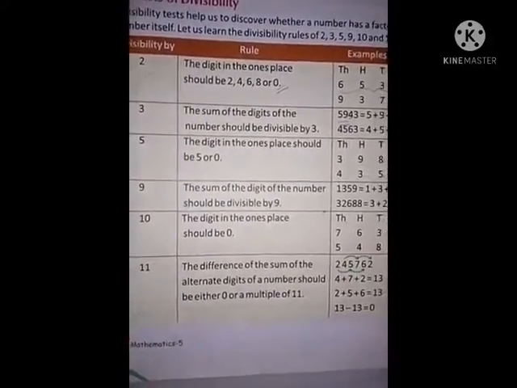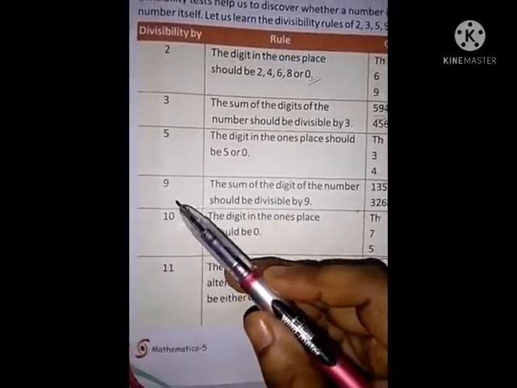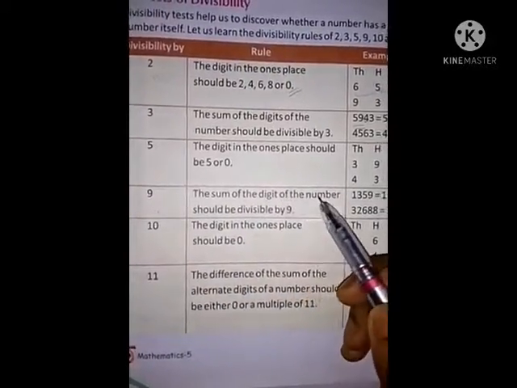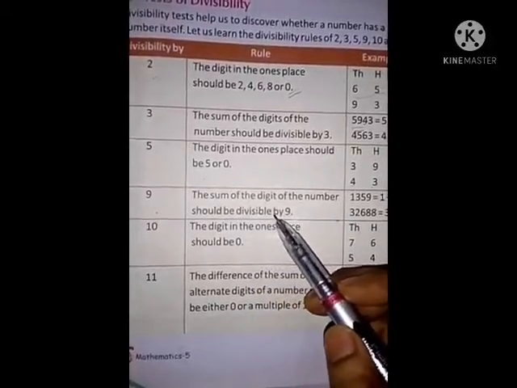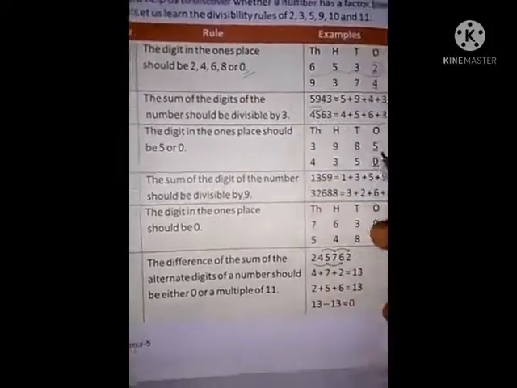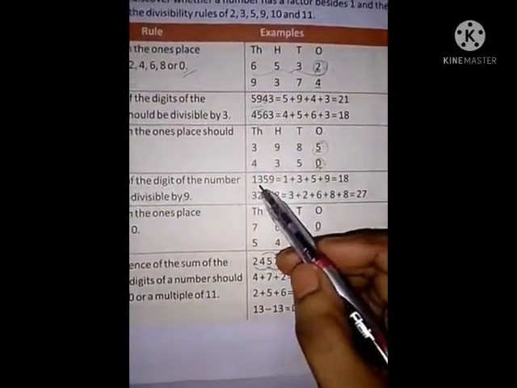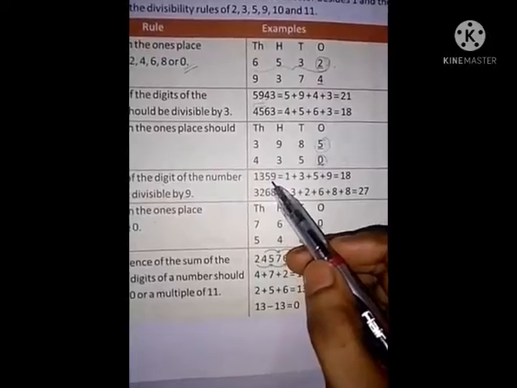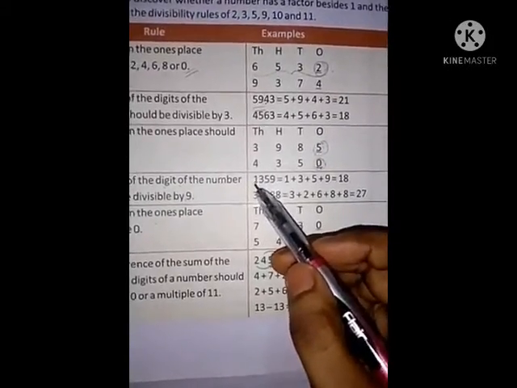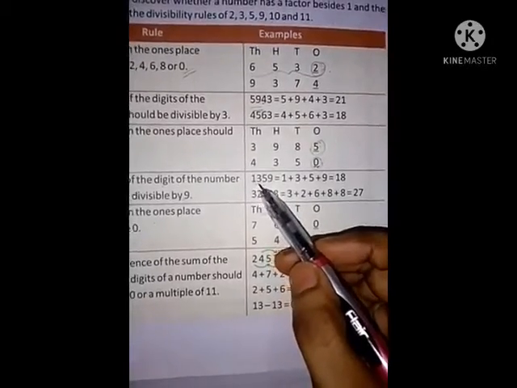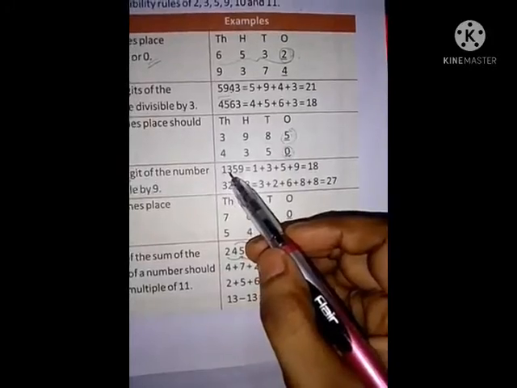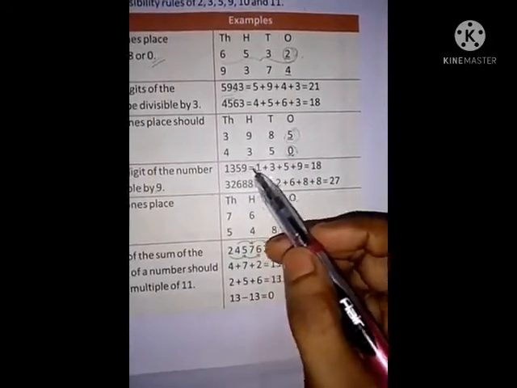Understand? Now see, divisibility by 9. The sum of the digits of the number should be divisible by 9. This is like 3. Okay, here a number is given, 1359. We have to find the sum of each of the digits of this number. 1 plus 3 plus 5 plus 9.